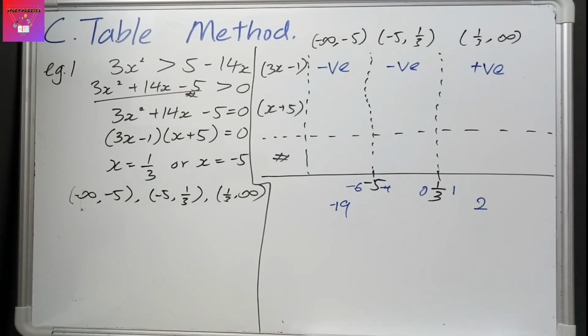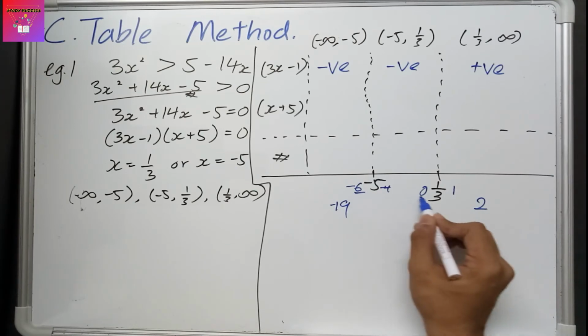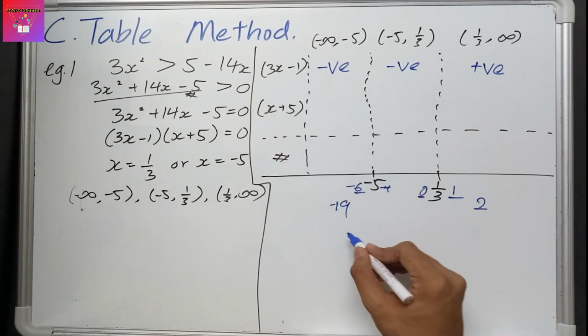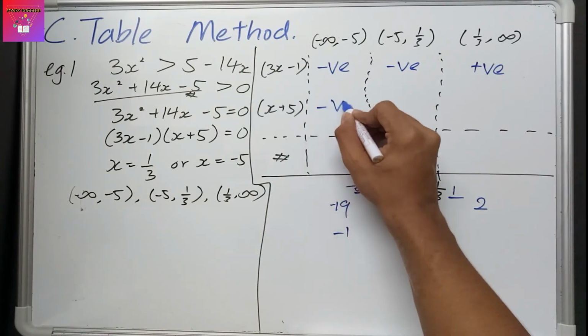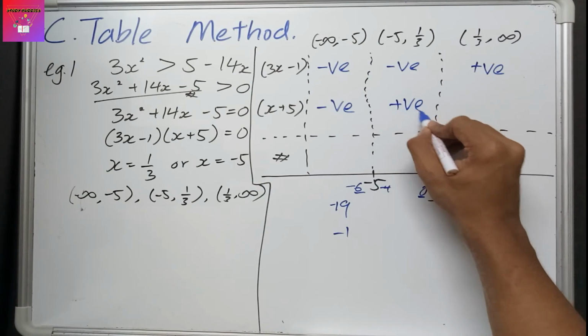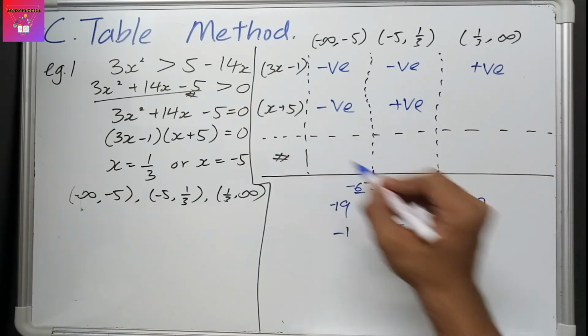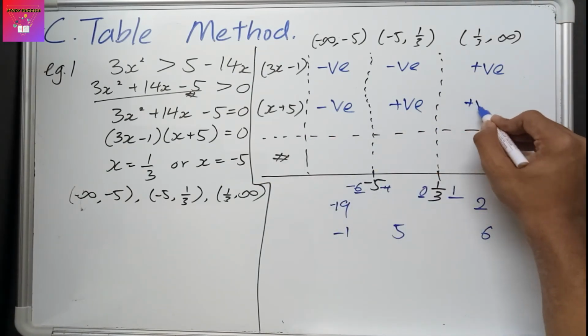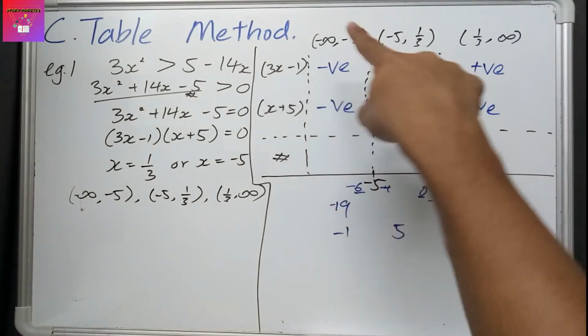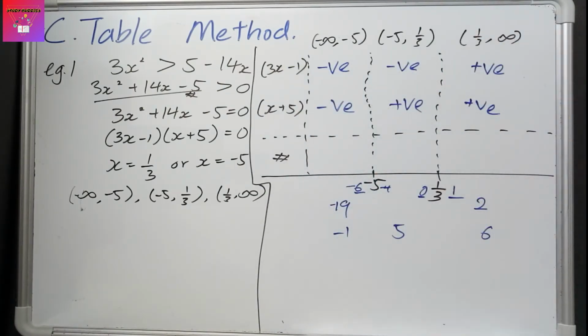So now let's move to the second row, x plus 5. Again, I'm going to use the same numbers, negative 6, 0 and 1. If I substitute in this, I'm going to get negative 1, which is still a negative value. And if I substitute here, it's positive because I'm going to get 5. And if I substitute in this, I'm going to get 6, again a positive value. So now we have to multiply all of these rows one by one to get an answer.